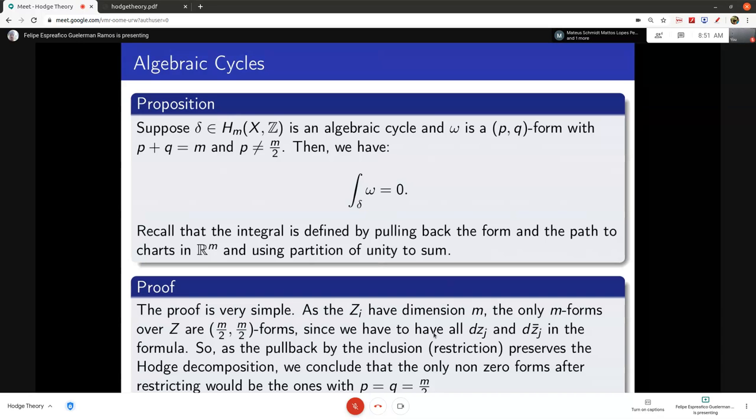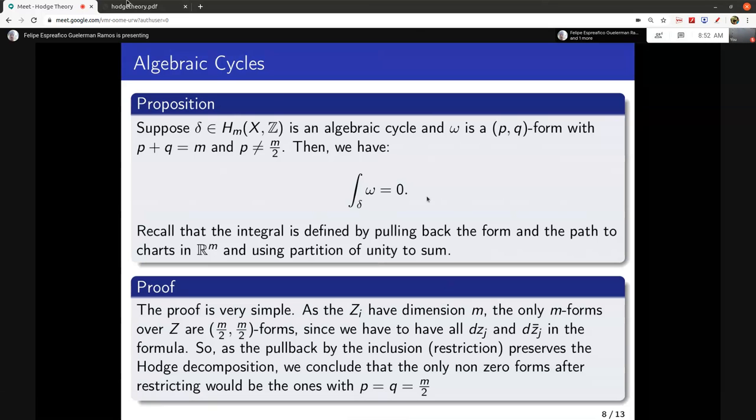So we would have that all the dz_ij's and the dz bars. We have to have all the dz_ij's and all the dz bars in this formula for Z_i to have dimension M. And then as we are going to compute this integral by the pullback of the inclusion, and this preserves the decomposition, we conclude that these forms would be 0 because they wouldn't be M over 2 because we have this hypothesis. So everything is going to be 0.